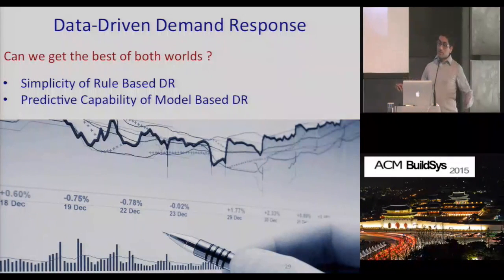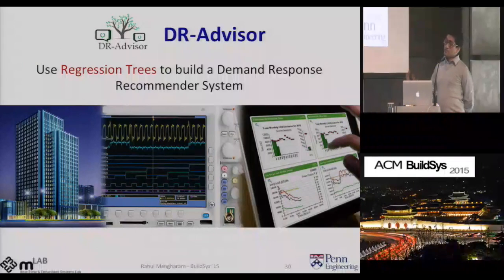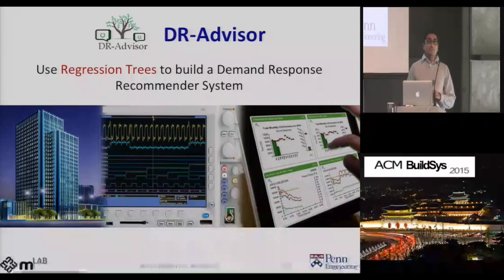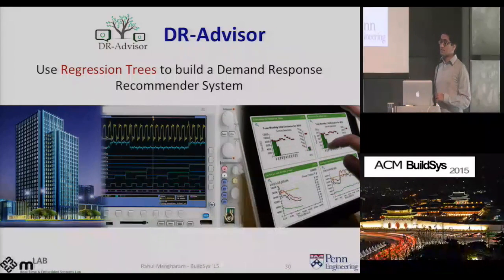And that gives us the best of both worlds. How can we use the simplicity of rule-based DR and the predictive capability of model-based control approaches? That brings us to the Demand Response Advisor, which uses regression trees to build demand response recommendations. So we actually recommend to building facilities what to do.